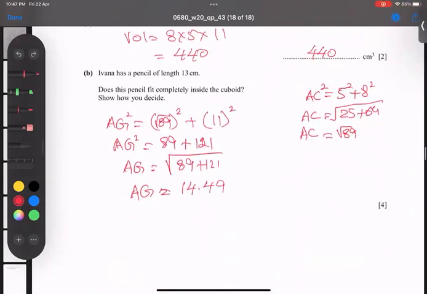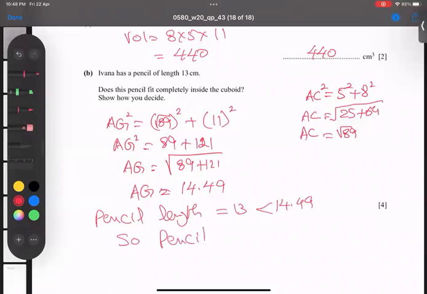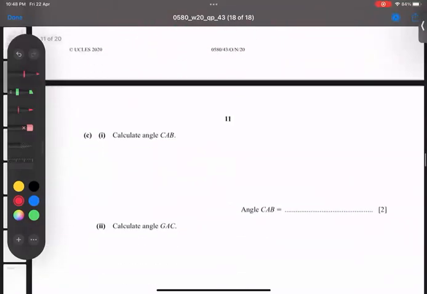So we can say yes, because the pencil length is equal to 13, less than 14.49. So the pencil can fit inside. You can say fit inside completely. Okay. So let's go for the next question.